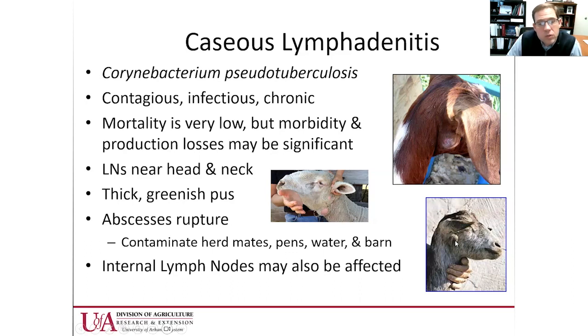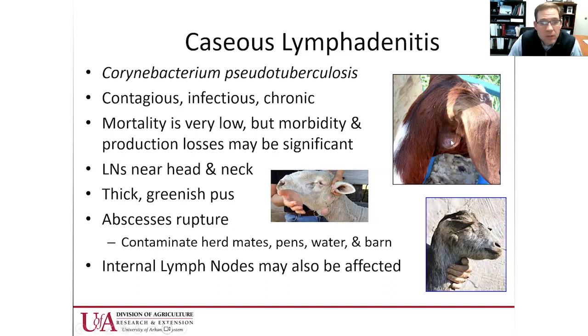So, just know that if it's happening, sometimes we can see the outward effects with the lymph nodes, but it could be causing internal problems too. So these animals sometimes can begin to have poor appetites and losing weight and things like that. And that could be due to lymph nodes being affected on the inside.